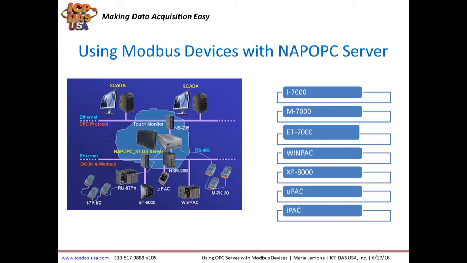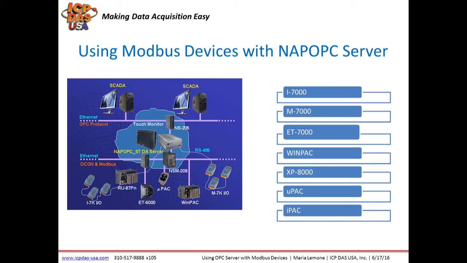You can also use PCs running SCADA software to interface with the data from the NAPOPC Server so it can be shared amongst everything in your application. You can also use wireless equipment with NAPOPC Server through cellular and other wireless gateways. So it's really handy for sharing data between devices.